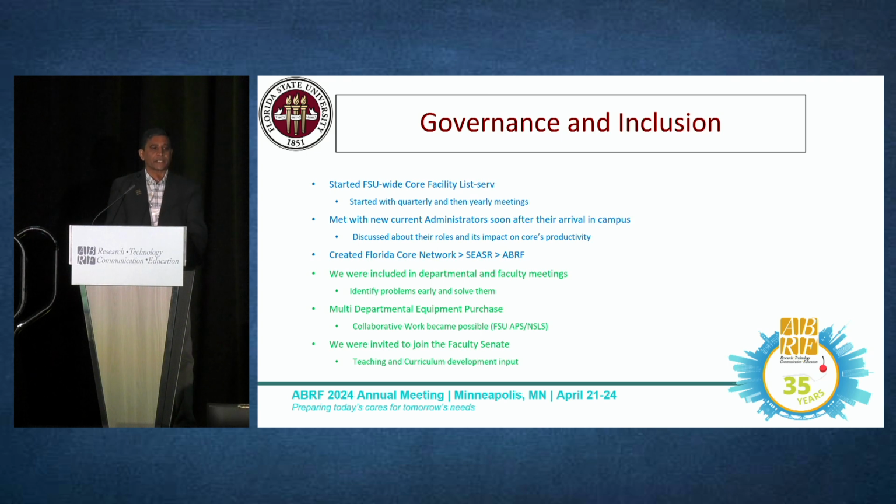The first thing is, I'm going to say governance and inclusion. This is what I said. We had a listserv set up so that we can talk to all our cores, because we are FSU-wide. The cores are in all different places. Many of you may have this kind of setup. And then what we started doing was, if there is a university-wide announcement, such as a new VP, new VPFA, VPR, or new Provost, we went to those meetings.